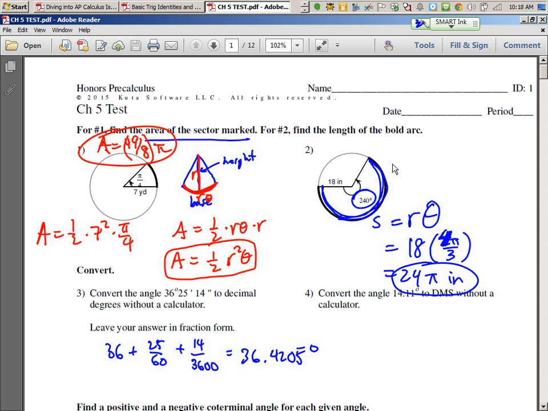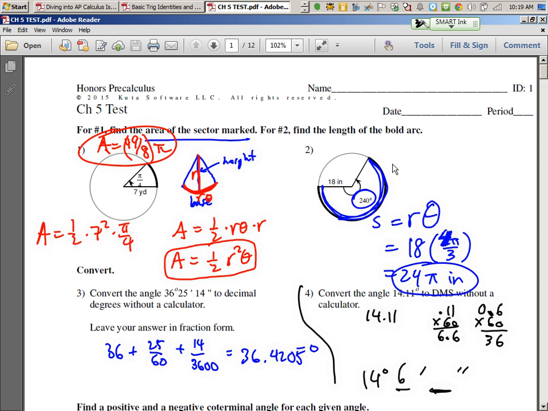Okay, next is this one, 14.11. So you already know that this is 14 degrees and so many minutes and so many seconds. And if 0.11 is 11 hundredths, then you could think of that as how many 60ths is that? So you can just basically take 0.11 and multiply by 60, which gives you 6.6. That tells you that there are 6 minutes and some extra seconds left over. Then you can take the extra 0.6 and multiply by 60 again, and you get 36. And that gives you the seconds.